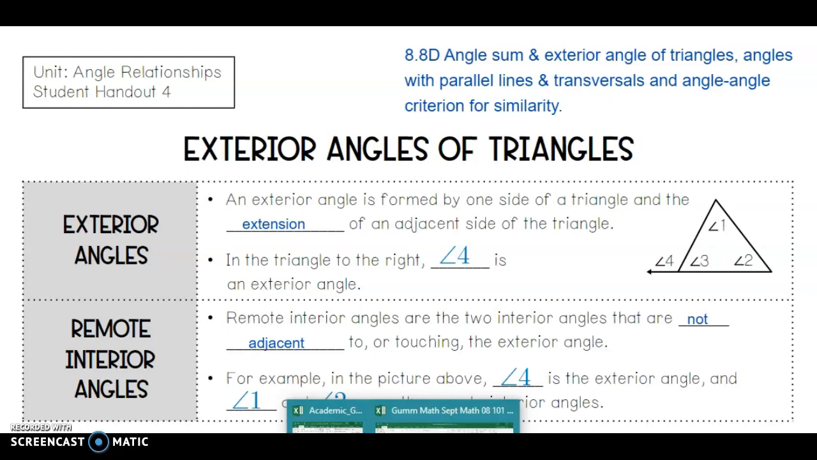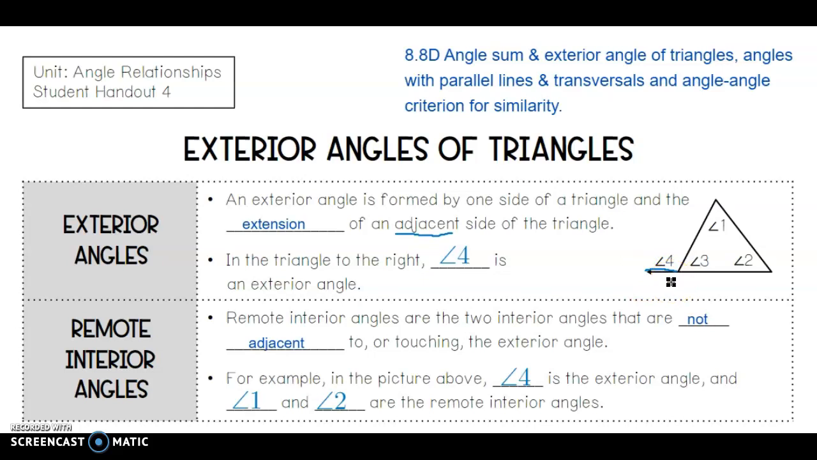Okay, so an exterior angle is formed by one side of a triangle and the extension of the adjacent side. So let's talk about this word adjacent. It simply means next to. When they're talking about the extension, they are referring to this arrow coming off of the bottom of the triangle.